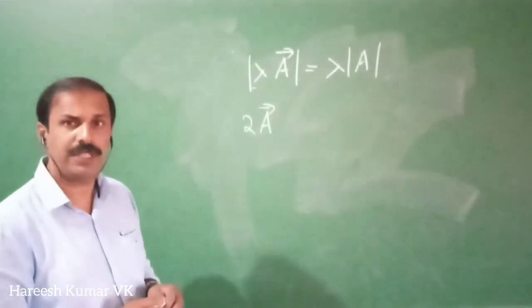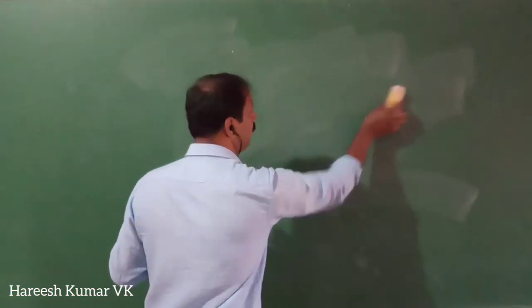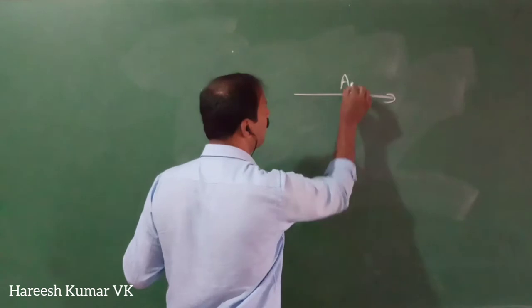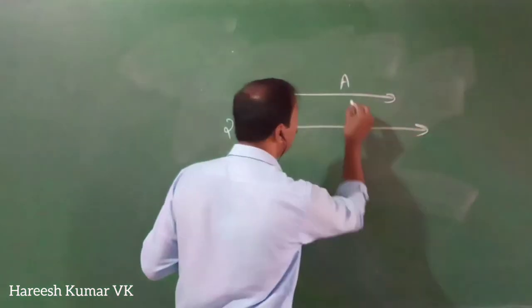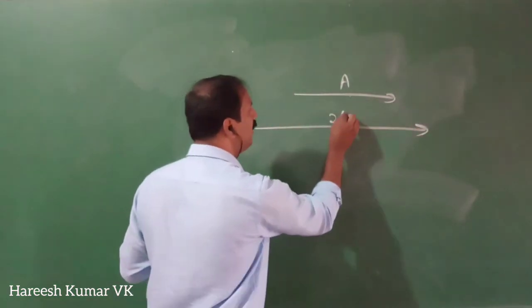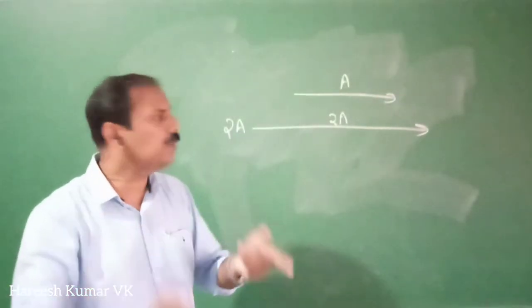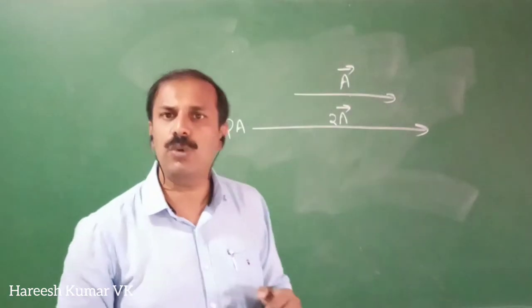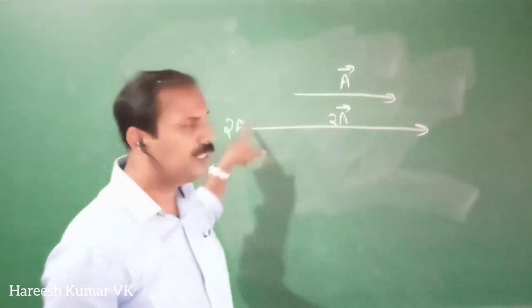So when you draw the vector, you can make it clear. For example, your vector is this one, A. Then you are multiplying it with 2, then it will become 2A. 2A will be the same, but the length will be doubled, because the magnitude became 2 times. When you are multiplying it with a number, its direction won't change. It will be in the same direction, but the magnitude will change.